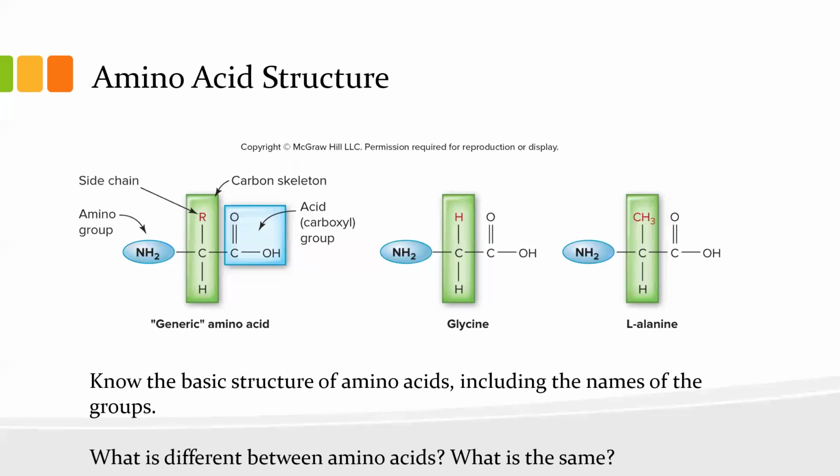Now, the only thing that makes each of the 20 amino acids distinct from one another is that R group or that side chain group. Between all of the 20 amino acids, that is what makes them unique. Everything else is the same. So the side chain is what determines the properties and the functions of the individual amino acids.